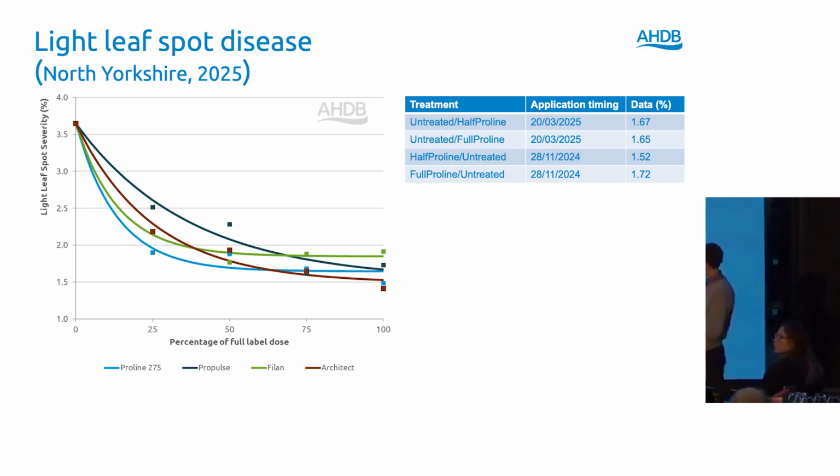And then, as we saw in this season, we had 2 well-timed spray applications in response to the epidemic. So generally, both those spray timings have given an equal level of reduction in light leaf spot, which means effectively the levels of control you're seeing in the chart is a combination of both those spray timings.